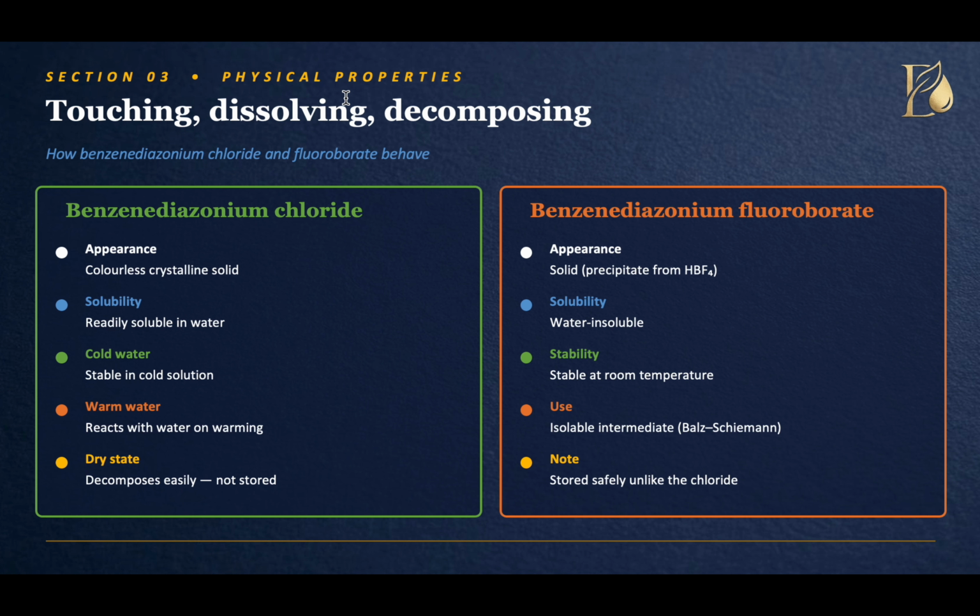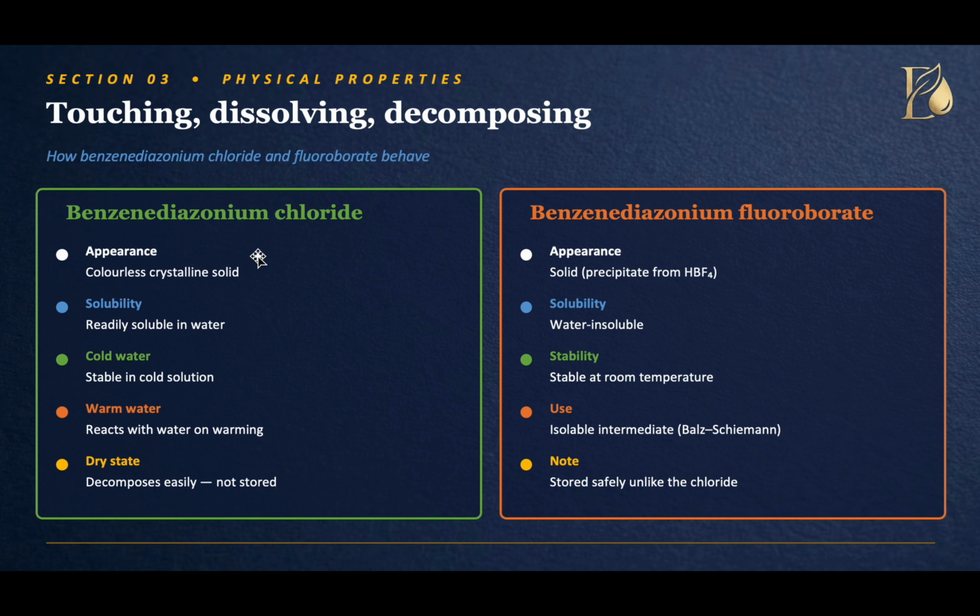Now let us understand the physical properties of diazonium salt, which give us insight into how they behave under different conditions. So for instance, benzene diazonium chloride. So what is benzene diazonium chloride? C6H5, benzene ring, benzene diazonium. Diazonium means N2+, then chloride, C6H5N2+ Cl-, benzene diazonium chloride.